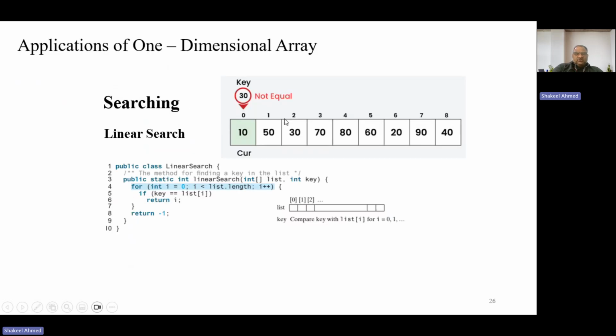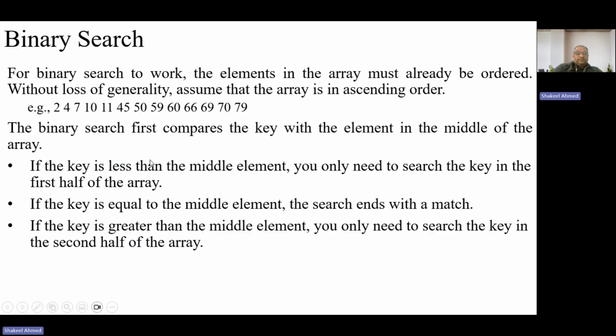So if I just want to see the element in the program, how do I write it? That was the one that I just now showed you, public class LinearSearch. This is the class. Public static int linearSearch, and you are getting the list and the key. Here you want to find out if the key element is 30. Not equal, next, next, next. Here 30 is equal to 30, so it will return the index of that. That's how it will return the values, and if not, it will give -1. That is what we have for the linear search.